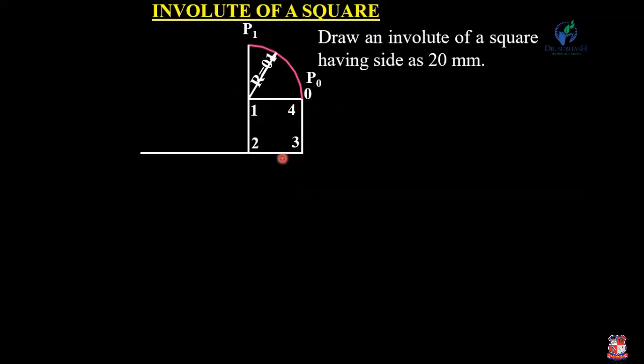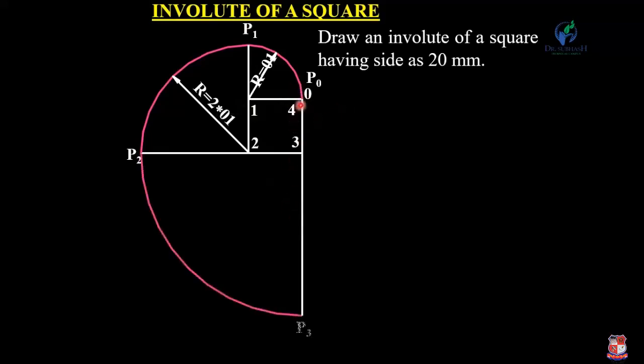Similarly, now extend line 3-2. Now with 2 as the center and radius equal to 2-P1, or we can say 2 into 0-1, or 40 mm radius, draw an arc and you will get the point P2. So this radius equal to 2 into 0-1 means 40 mm.